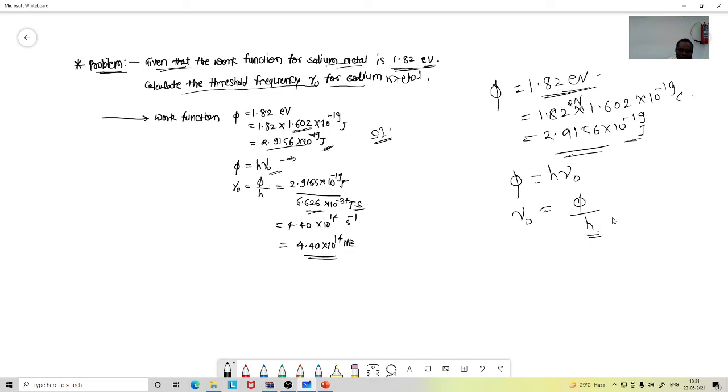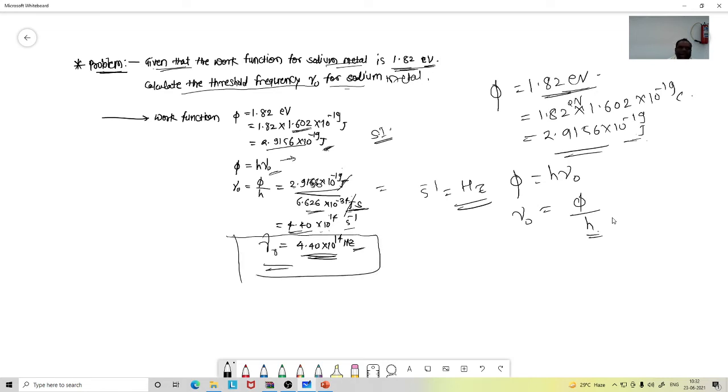So 2.9156 into 10 raised to minus 19 joule divided by 6.626 into 10 raised to minus 34 joule second. If I multiply and divide, joule will get cancelled, that is equal to per second, that is hertz, frequency, right? So that comes out to be 4.40 into 10 raised to 14 per second, that is equal to 4.40 into 10 raised to 14 hertz. That is the value of nu zero, that is the value of threshold frequency.